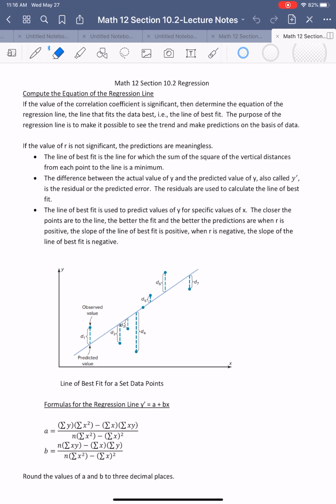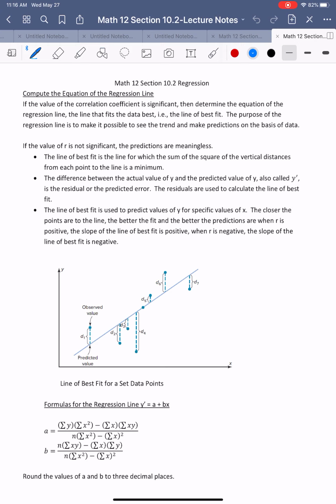The difference between the actual value of y and the predicted value of y, which we also call y prime, is a residual or predicted error. The residuals are used to calculate the line of best fit. The line of best fit is used to predict the value of y for a specific value of x. The closer the points are to the line of best fit, the better the prediction. When r is positive, the slope of the line of best fit is positive. When r is negative, the slope of the line of best fit is negative.